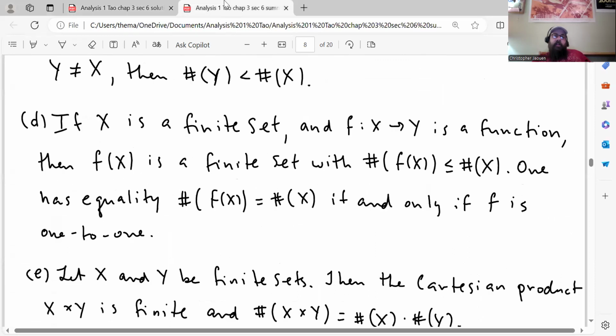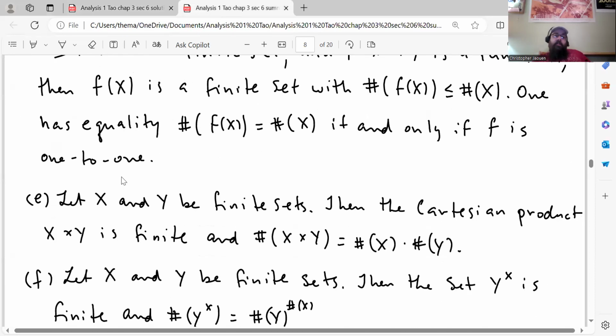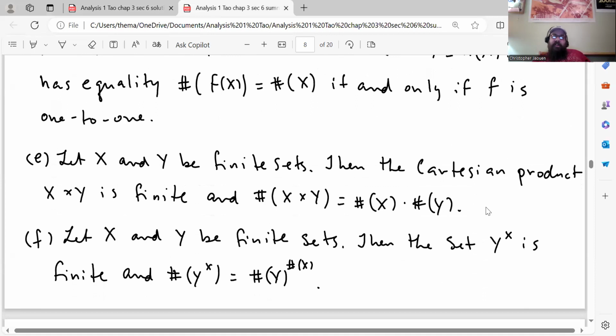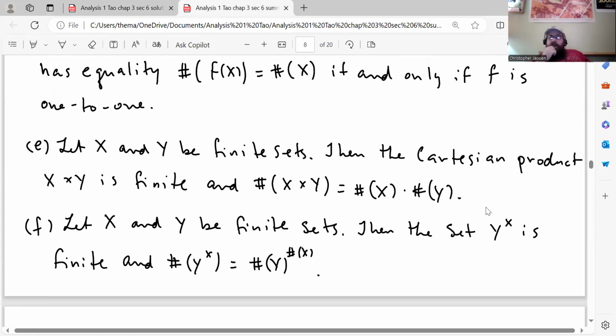All right, next is part E. I told you this was a long problem, but we're almost done with it. Let X and Y be finite sets, then the Cartesian product X times Y is finite, and the cardinality of X times Y is the cardinality of X times the cardinality of Y.